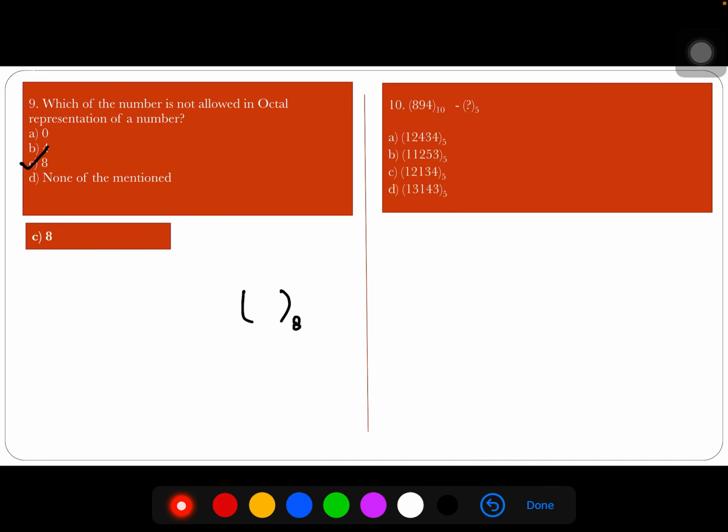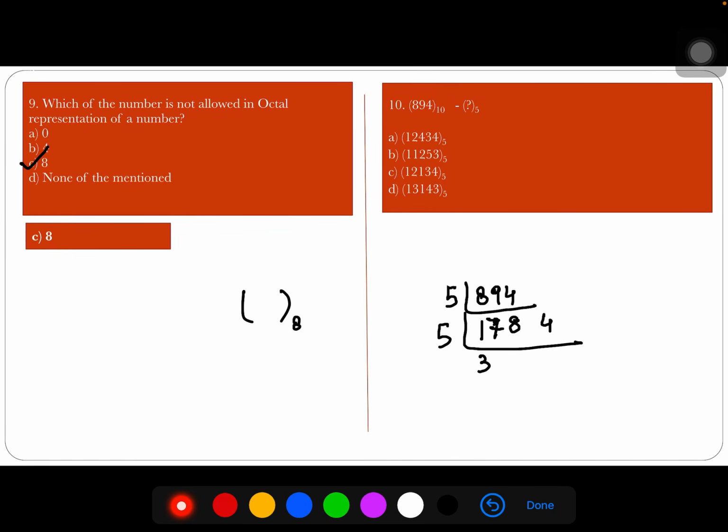Now, 894 is in the decimal number system as the base is 10, and you are asked to convert it into a number system having a base 5. The method I have told you is, if you are asked to convert the decimal number system into any base, you just divide the decimal number by the base of that number system that has been given to you in the question. So 5 ones are 5, 5 sevens are 35, 5 eights are 40, and you are left with the remainder 4.